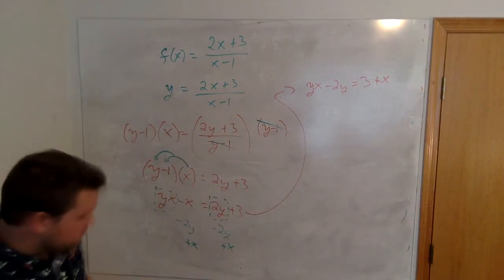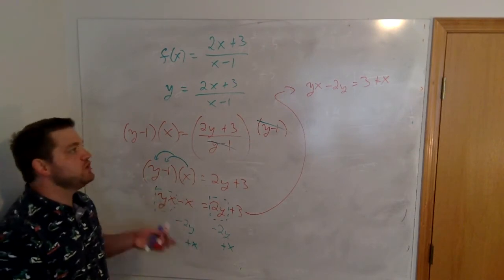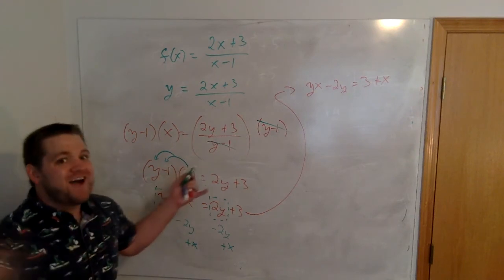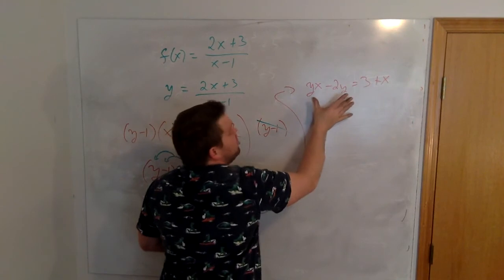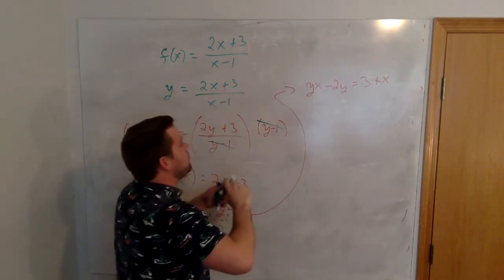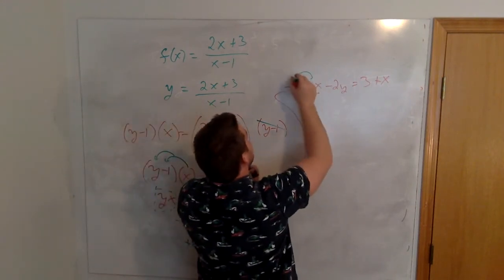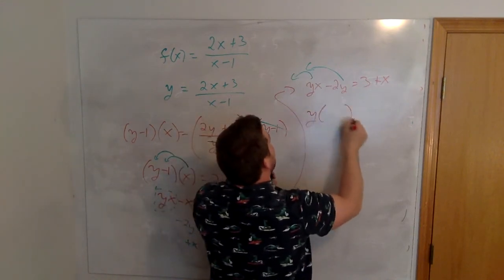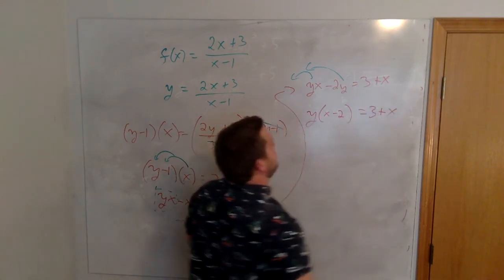So why was it helpful for us to bring all the y's to one side? What was our motivation? I can factor out a y. There's a common y in both of these. I can take something that looks like two y's and make it one y by factoring it out. That's why we want to bring all the y's to one side, so I can factor that out. So now we get y times x minus 2 is equal to 3 plus x.